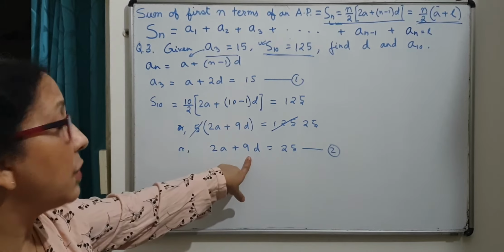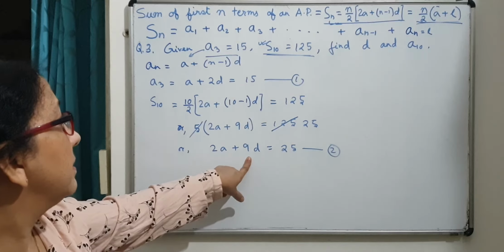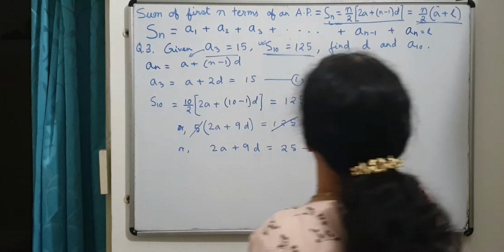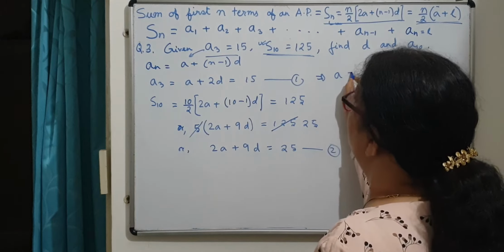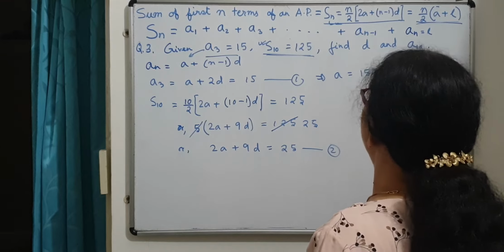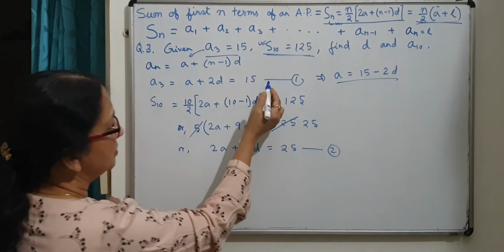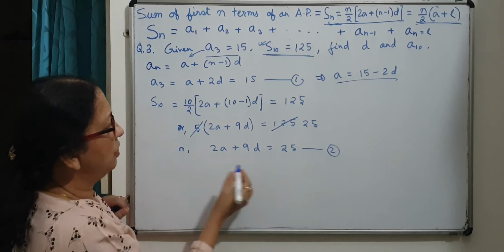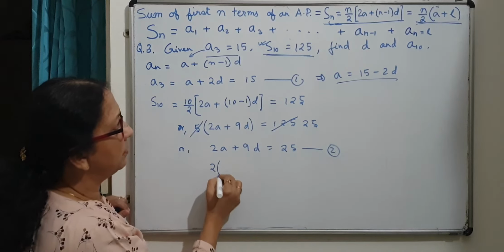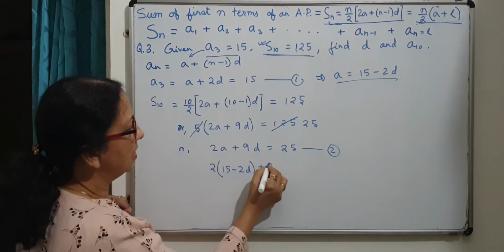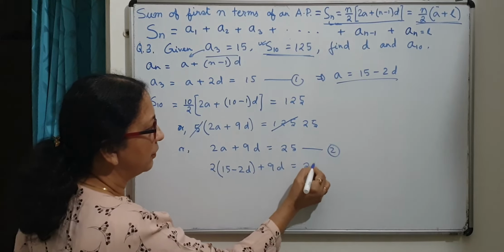Now equation 1 and equation 2 are both linear equations in two variables A and D. So I'll be able to solve them by the method of substitution, because from equation 1 I can write A is equal to 15 minus 2D. So this I can substitute in equation 2. Substitute equation 1 in equation 2, what I will be getting: 2 times, in place of A I write 15 minus 2D, plus 9D is equal to 25.